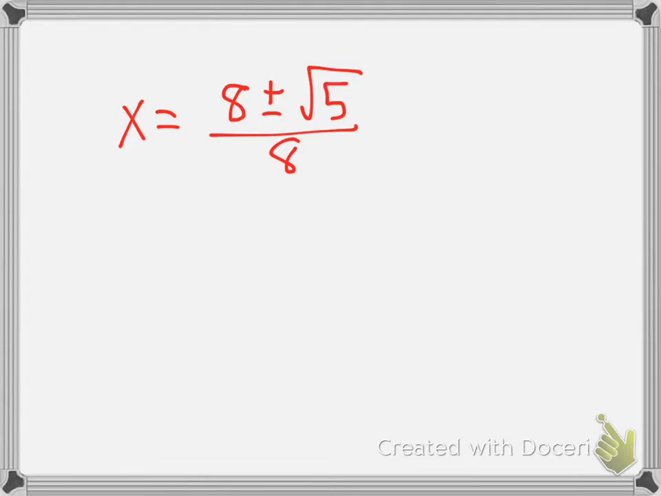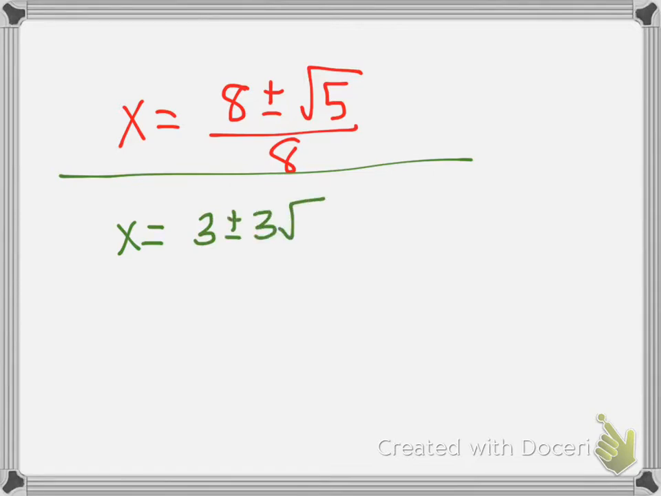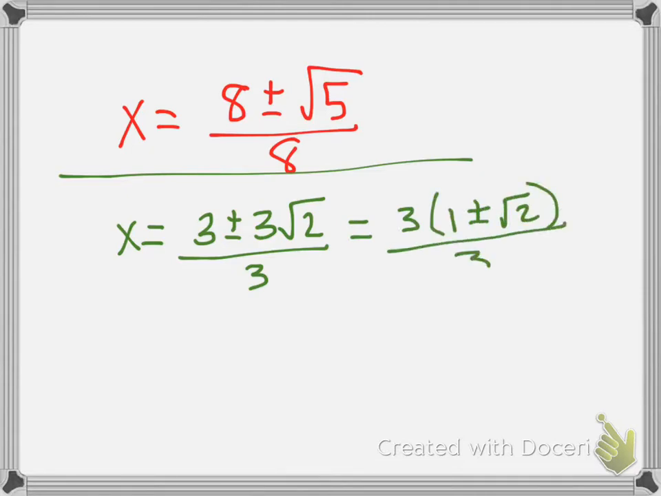Now, if you had this answer, so let's say you had x equals 3 plus or minus 3 root 2, all over 3. In this case, you could cancel the 3s out because it would be like doing this. And then you can see the 3 is a common factor. So you'd have 1 plus or minus root 2.